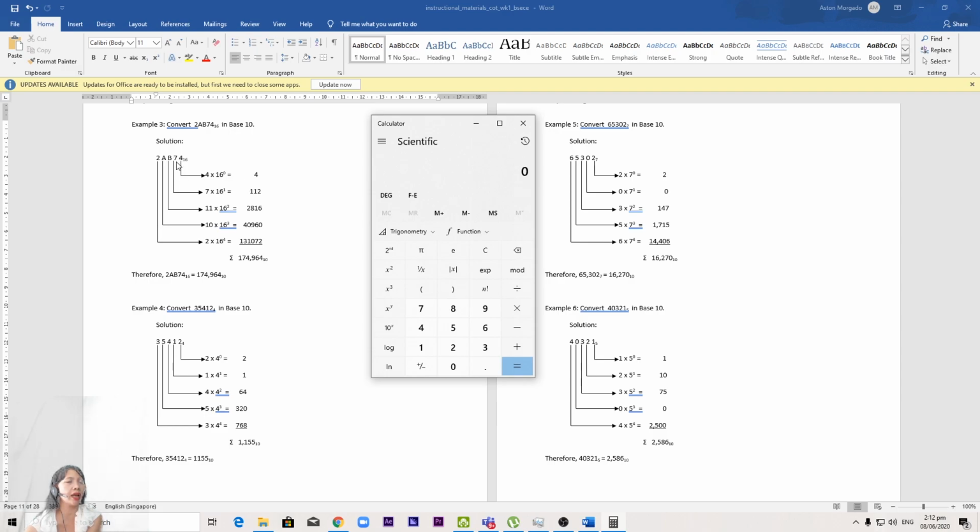Then next we have 7 times 16 raised to 1. 7 times 16 is 112. Then we have B. What is B? Since this is hexadecimal, instead of 10, we have A. 11 is B. 12 is C.